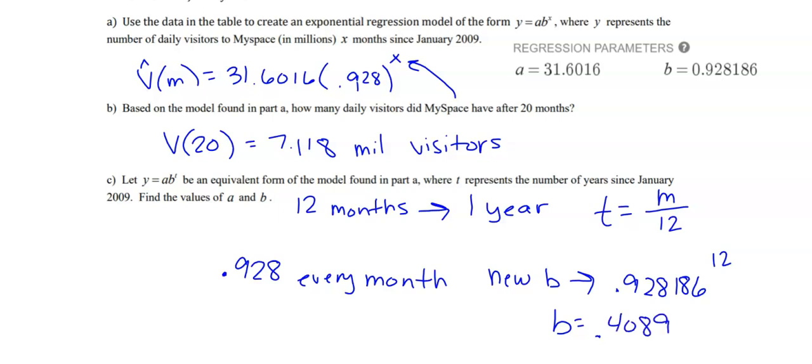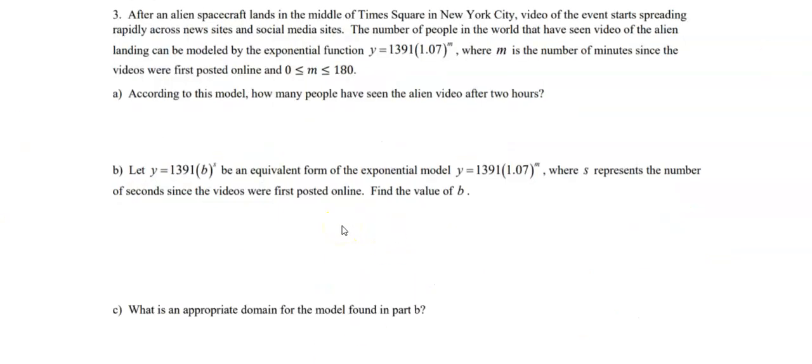I went 4 decimal places that time. Okay, so you just got to think about those ones. Figure out what's going on. Are you dividing by 12? Are you multiplying by 12? What's happening with your growth factor? And in that one, we didn't need to change A because we were starting with 0 months, which is exactly the same as 0 years.